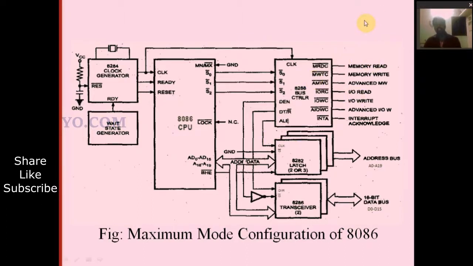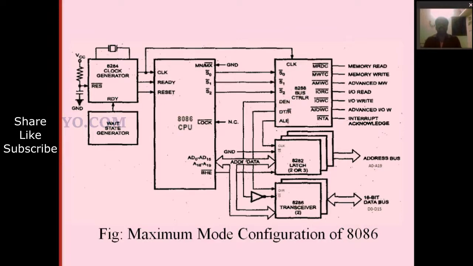The external device signals are memory read, memory write, advanced memory write, advanced memory read, IO read, IO write, and interrupt acknowledge. These are the control signals generated by the bus controller. In the previous minimum mode, we used only a few control signals, like read, write, interrupt acknowledge. But here we use a lot of control signals: memory read, memory write, advanced memory read, advanced memory write, IO read, IO write, and interrupt acknowledge.